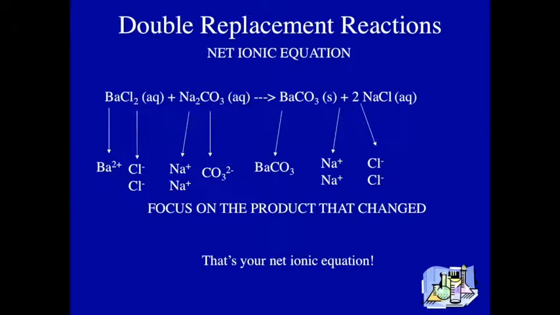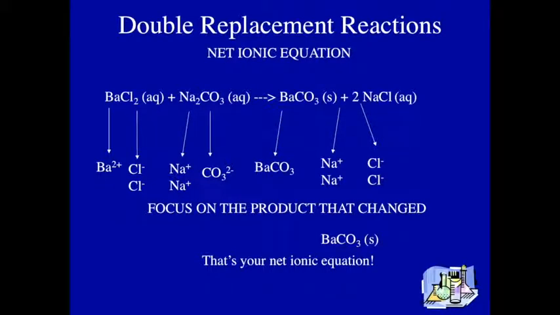Okay, I have to animate where our net ionic equation is because we haven't gotten there yet. But we focus on the product that changed. Chlorides stay chlorides. Sodium ions stay sodium ions. Barium carbonate is no longer barium ions floating around with carbonate ions. This is now a precipitate, which is a good sign of a chemical reaction. So we have our barium carbonate solid.